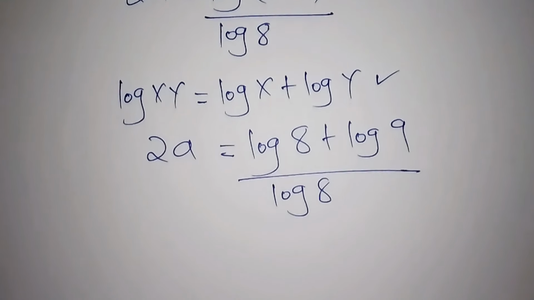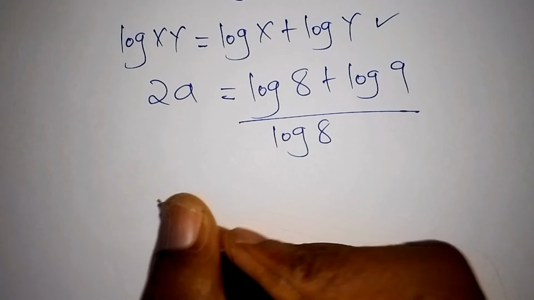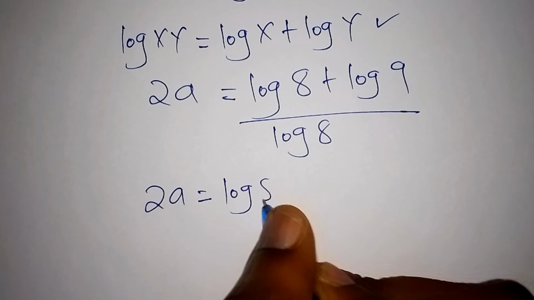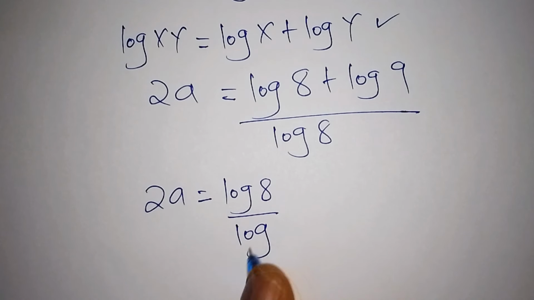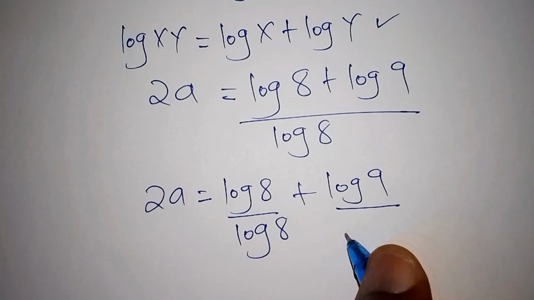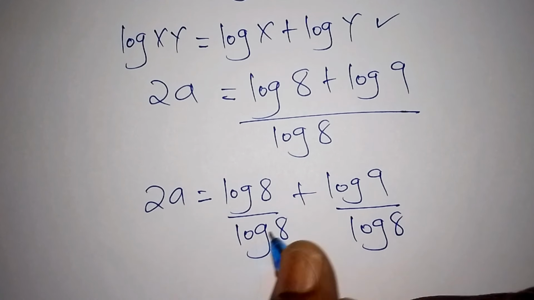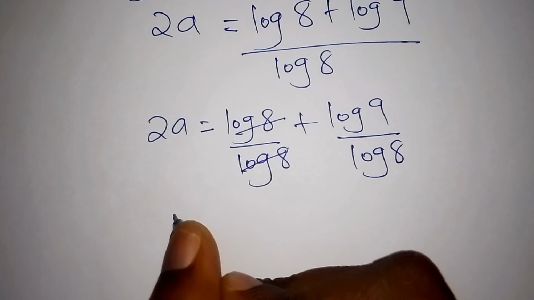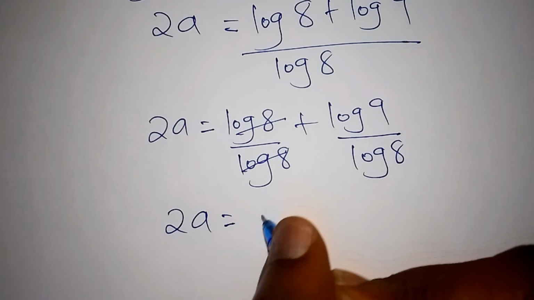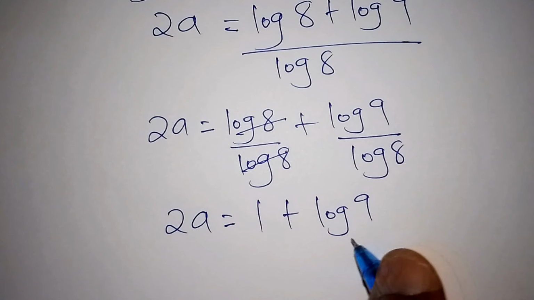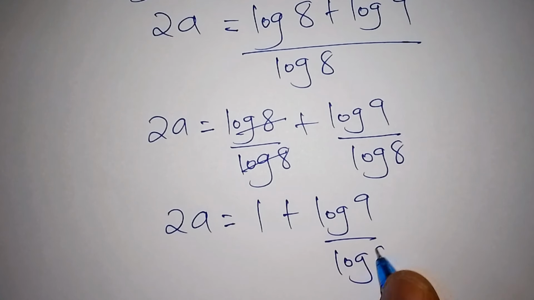Now let's divide both sides by the log of 8. So our 2a is equal to log 8 all over the log of 8 plus the log of 9 all over the log of 8. Log 8 and log 8 shall cancel. So now our 2a is equal to 1 plus the log of 9 all over the log of 8.